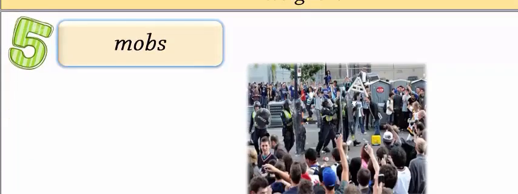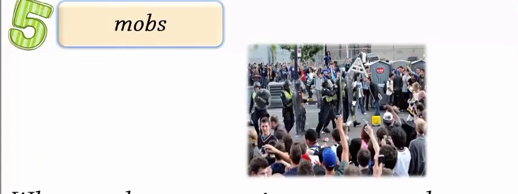Word number 5, mobs. If we look at the picture, we can see a lot of people screaming, yelling, shouting. Maybe they are protesting against the government. Look at the police officers. They are trying to stop them. But look at this group. Are they organized or disordered, chaotic?